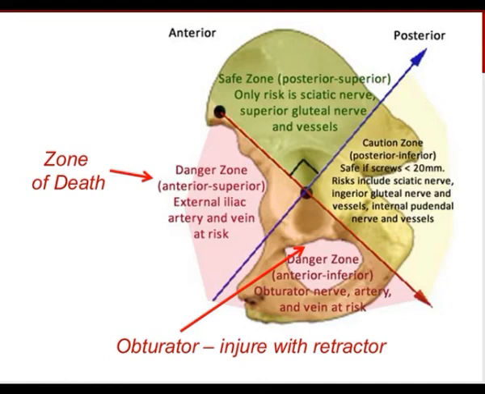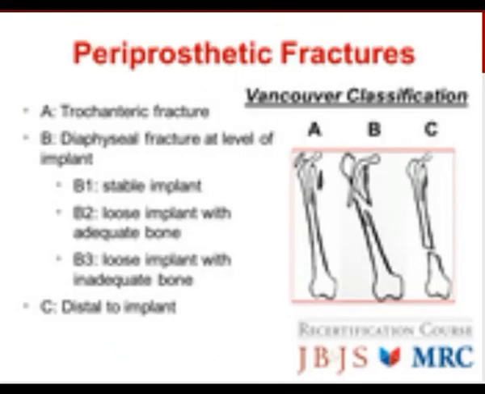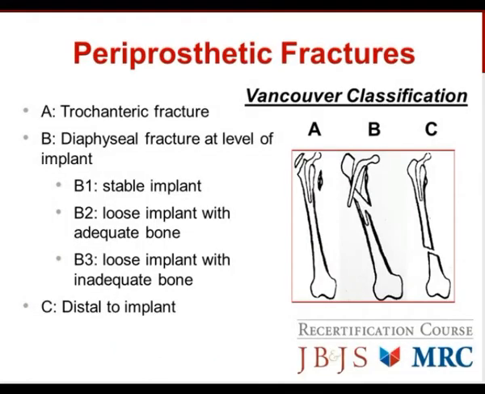The anterior inferior zone puts the obturator artery at risk. This can lead to significant bleeding, but this is rarely life-threatening. Periprosthetic fractures, this is a commonly tested topic. The Vancouver classification is the classification most commonly used when we're talking about periprosthetic fractures.